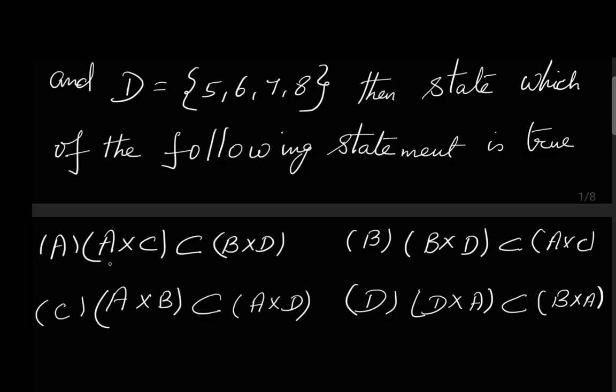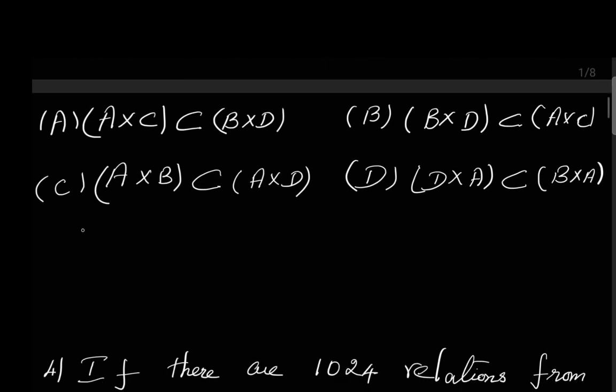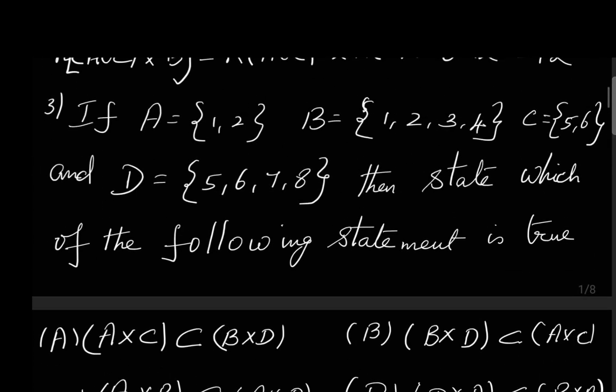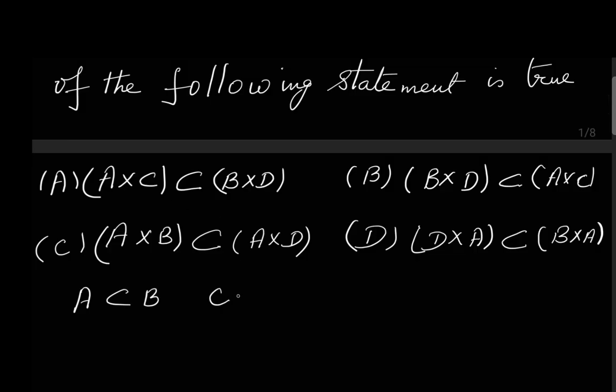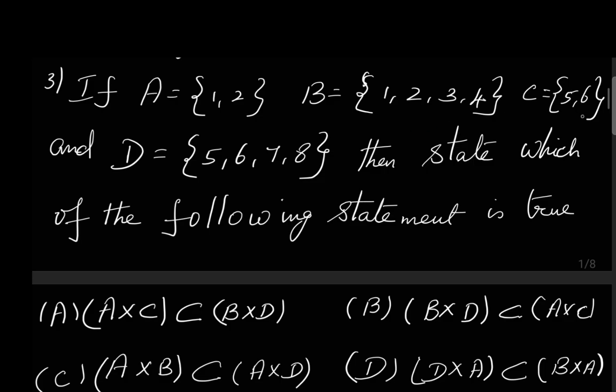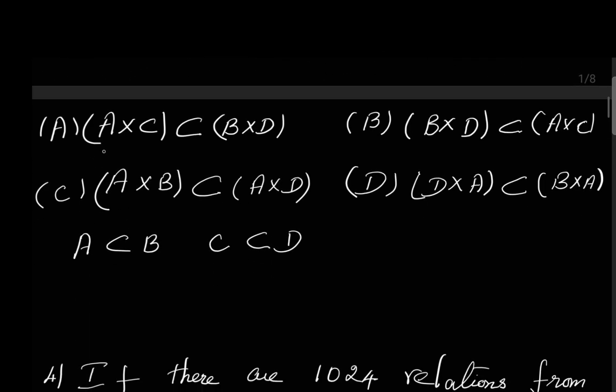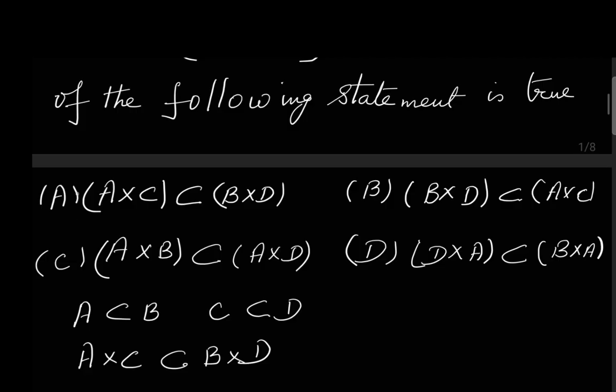See, the first set elements should be contained in the first set B. So A is contained in B. Just see whether A is contained in B. Yes, 1, 2 is here, 1, 2 is in B. Next you take the second set, C is contained in D. So C has 5, 6, so it is in D. Therefore, A cross C must be contained in B cross D. Since A is a subset of B and C is a subset of D, A cross C must be a subset of B cross D. Option A itself is true, so you need not try the next options. So it is option A.